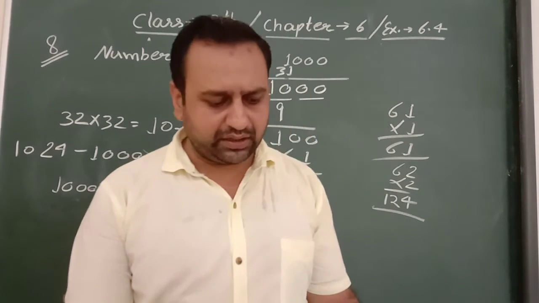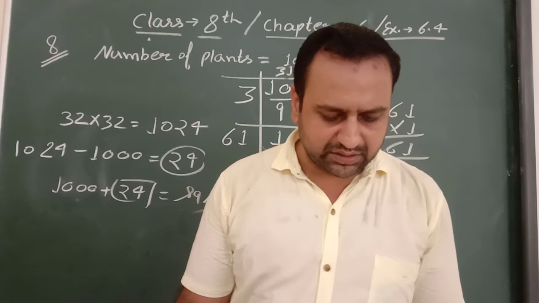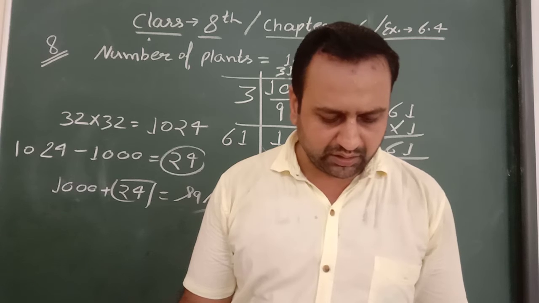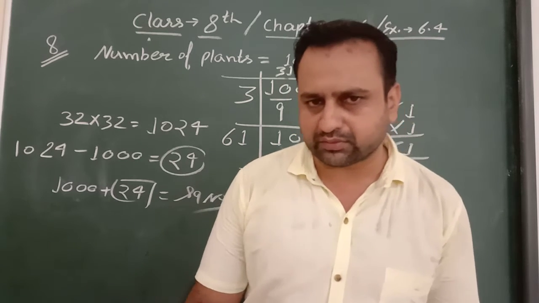In question number 9, the same procedure. There are 500 children in a school, and in a PT drill, the number of rows equals the number of columns.